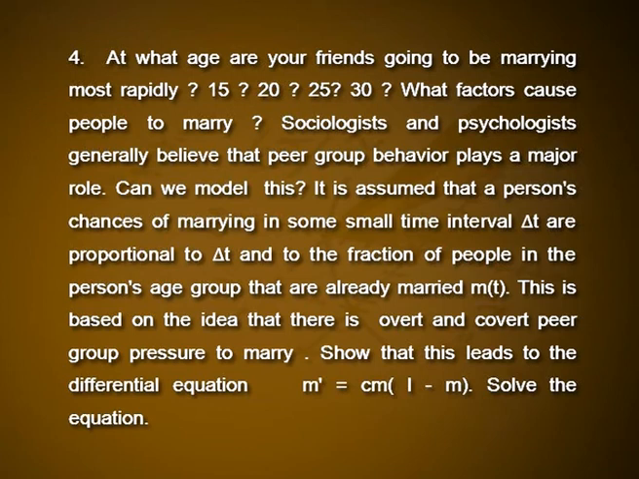Sociologists and psychologists generally believe that peer group behavior plays a major role. Can we model this? It is assumed that a person's chances of marrying in some small time interval delta t are proportional to delta t and to the fraction of the people in the person's age group that are already married m of t. This is based on the idea that there is overt and covert peer group pressure to marry. Show that this leads to the differential equation m dash is equal to c into m into 1 minus m.